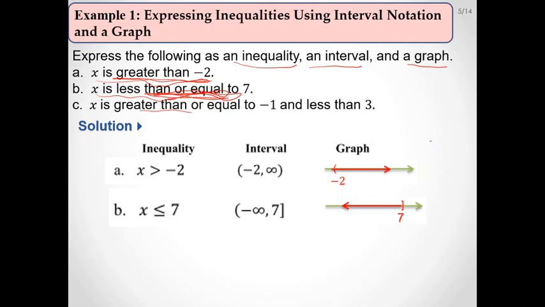And x is greater than or equal to -1 and less than 3. So it has a lower bound and an upper bound here: less than 3 and greater than or equal to -1. And so it will be here the bracket with the bracket, and this one will be with the curly parentheses. And of course the graph will look like -1 with the bracket, and then 3 with curly parentheses.